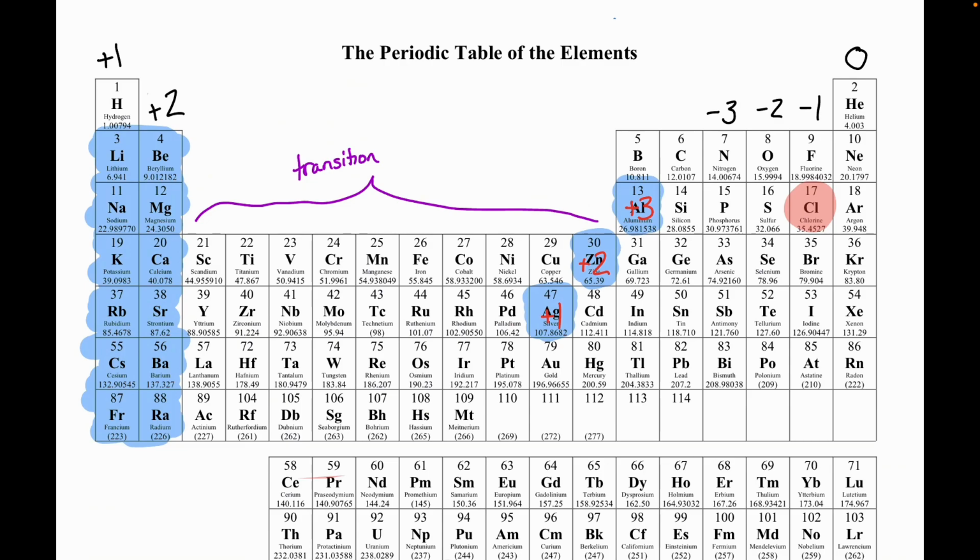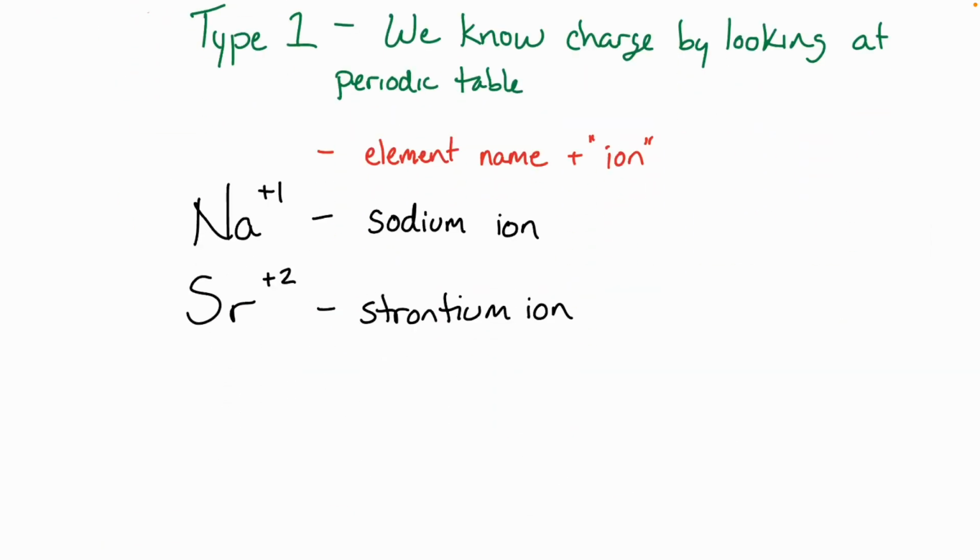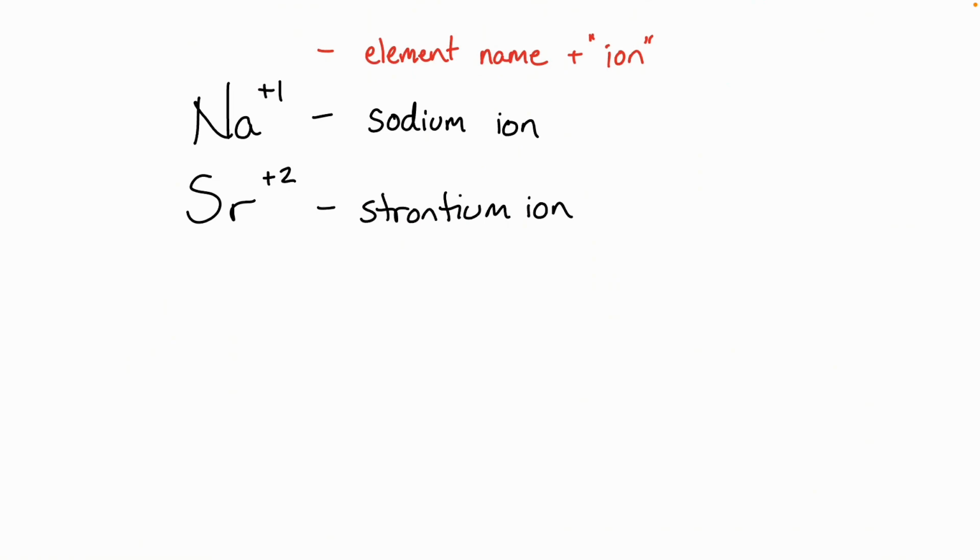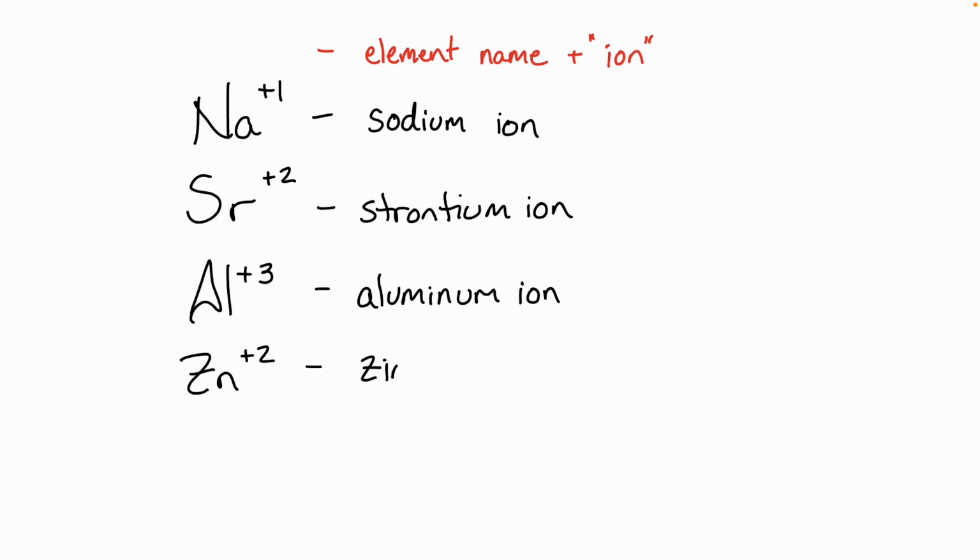All right. So again, let's just put them down here explicitly. Aluminum, this would be the aluminum ion. Zinc, zinc forms an ion with a +2 charge. And finally, silver. Silver forms an ion with a +1 charge.